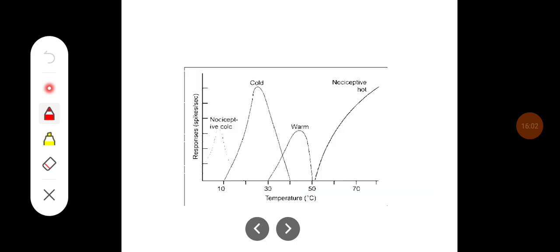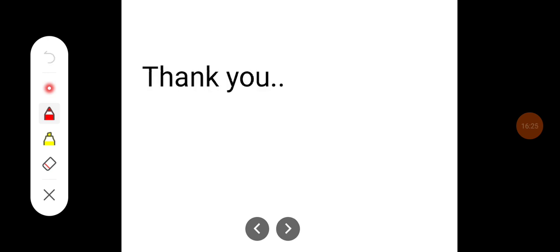So the cold temperature will be sensed between 10 to 40 degrees Celsius. The warmth will be sensed between 30 to 50 degrees Celsius, and if the temperature increases more than that, it will be received by the pain receptors, the nociceptive receptors. So this is in brief about the analgesic system. Thank you.